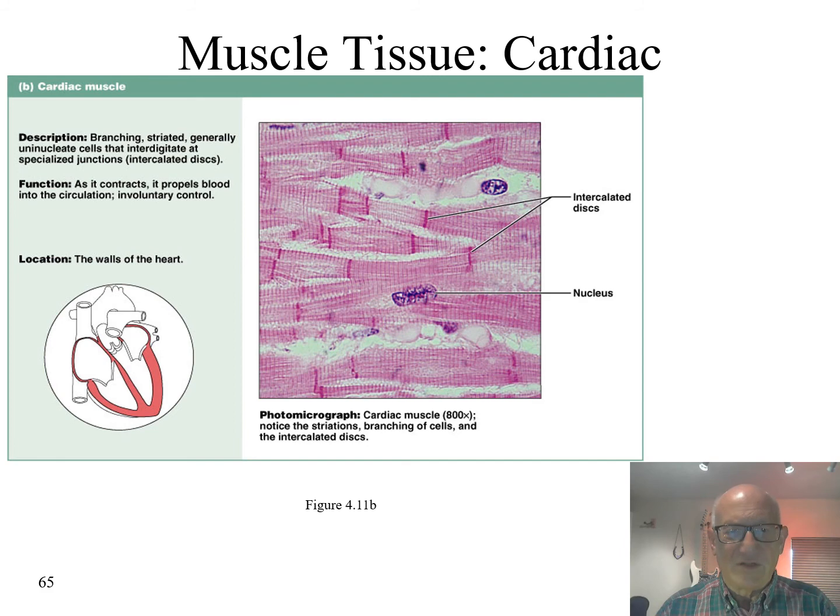Cardiac muscle, once again, a very distinctive look. Obvious striations again on the cells. And every once in a while, we can see a nucleus in the cell. Not very many nuclei visible in here, but we're also seeing these lines that run perpendicular to the long axis of the cell, and those are called intercalated discs. There's another nucleus in here, one over here.